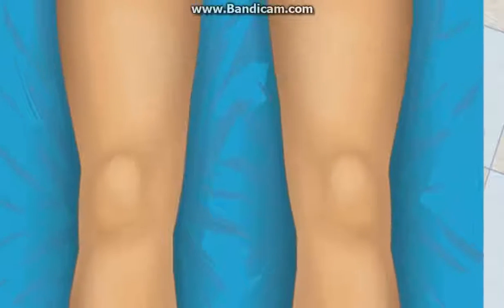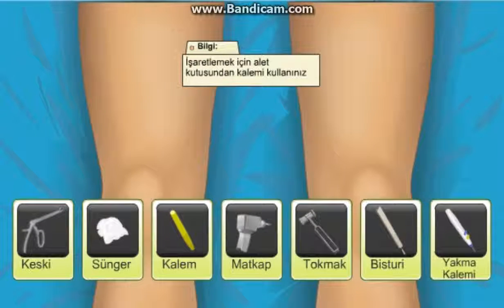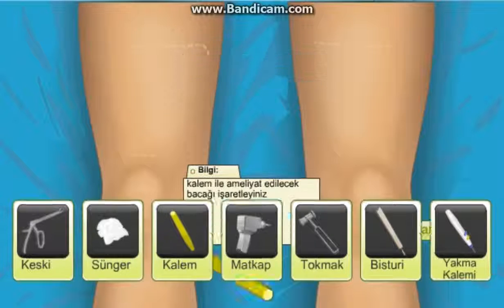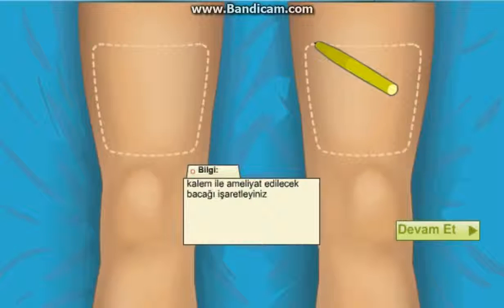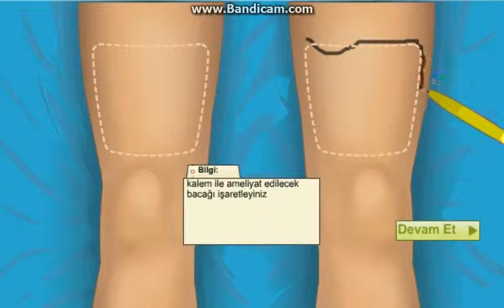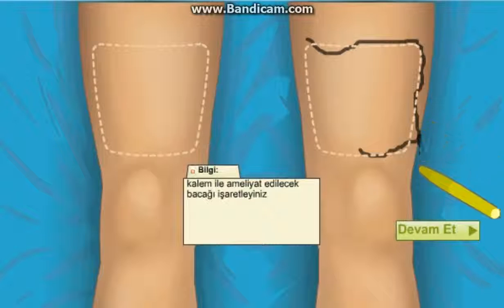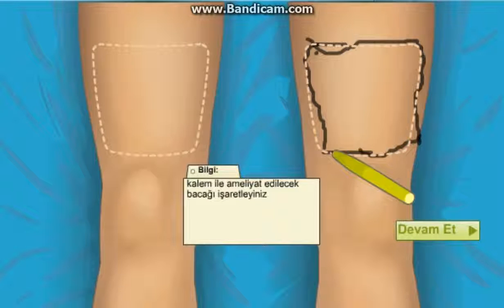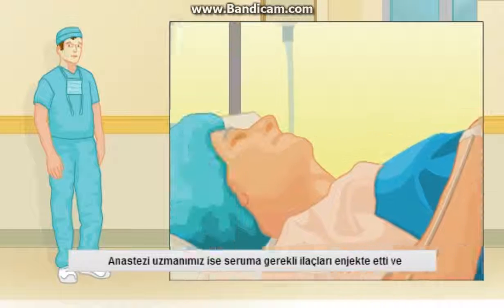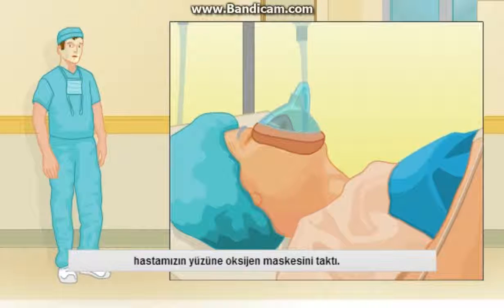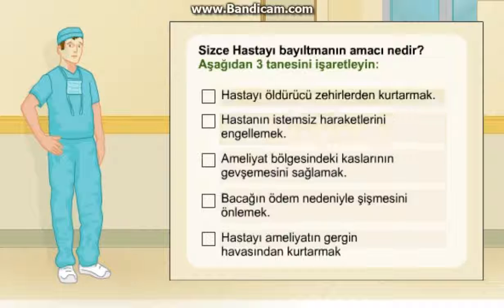Now it's your turn. Use the marker and write your initials on the proper knee to be operated on. This may seem silly, but it's an actual step taken to prevent wrong site surgeries. Nope. The anesthesiologist administers drugs through the IV and through a mask over the patient's face. What function should these drugs perform?